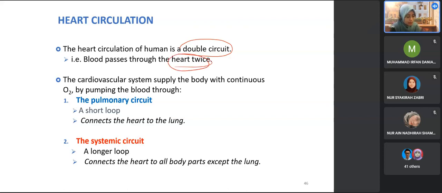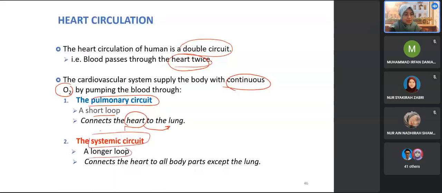Okay, so the cardiovascular system supplies the blood with continuous oxygen by pumping the blood through the pulmonary circuit. Pulmonary circuit is a short loop, which is the heart pumps the blood to the lung. Okay, so from oxygen poor blood, it becomes oxygen rich blood. Back to the heart, which pumps the blood into the next circuit, which is the systemic circuit. So the systemic circuit is a longer loop.